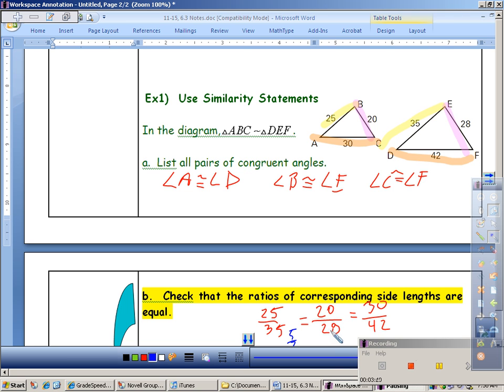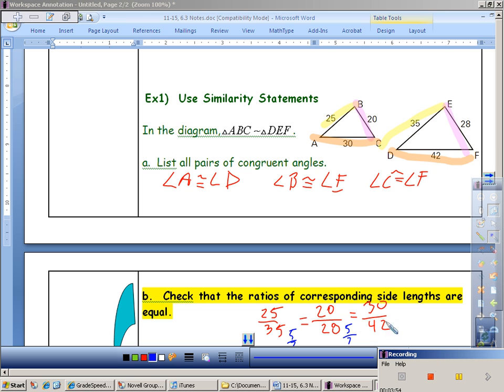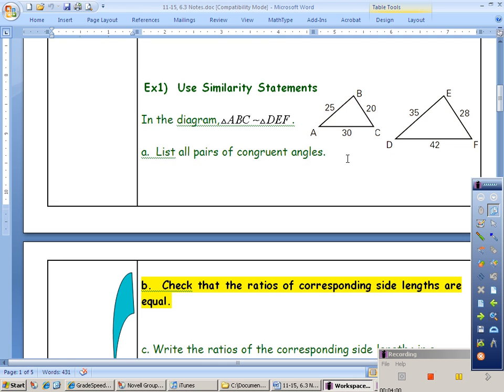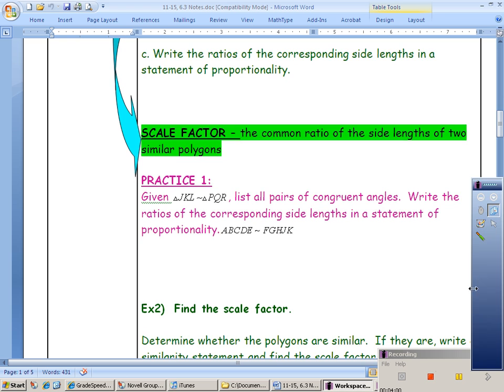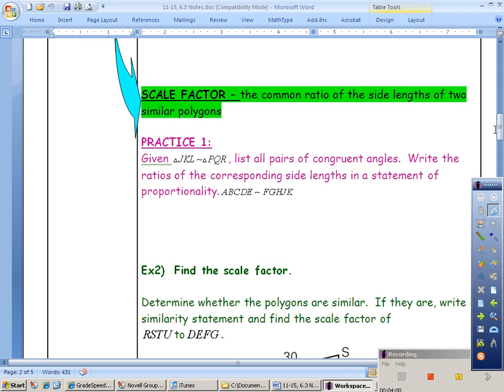20 over 28, what goes into both? Well, 4 goes into both, and that again goes in 5 to 20, and 7 into the 28. And then we have 30 over 42. 6 goes into both. Again, 6 times 5 is 30. 6 times 7 is 42. So these all reduce down to 5/7, so indeed they are proportional. So these two triangles, ABC and DEF, are similar. And the statement of proportionality is what we just did, reducing those down. 5/7 is equal to 5/7 is equal to 5/7.